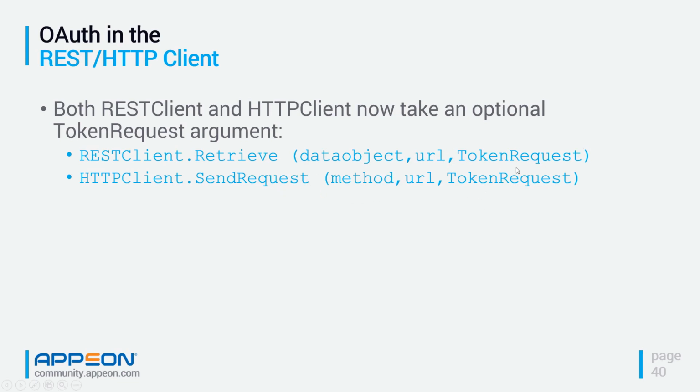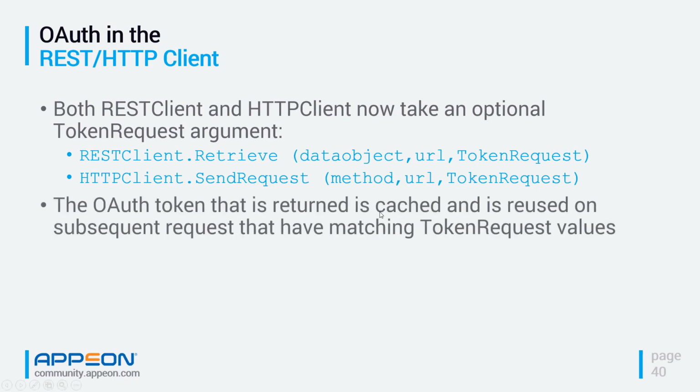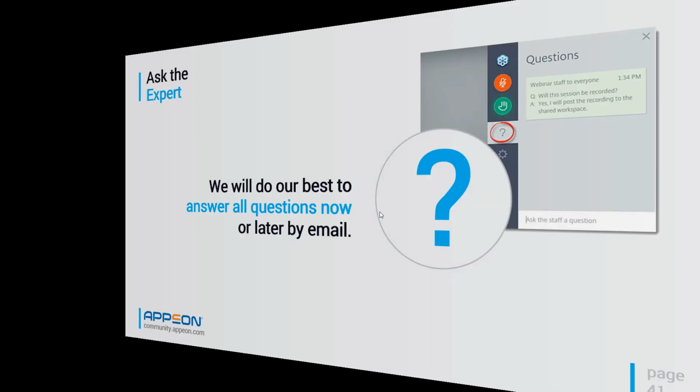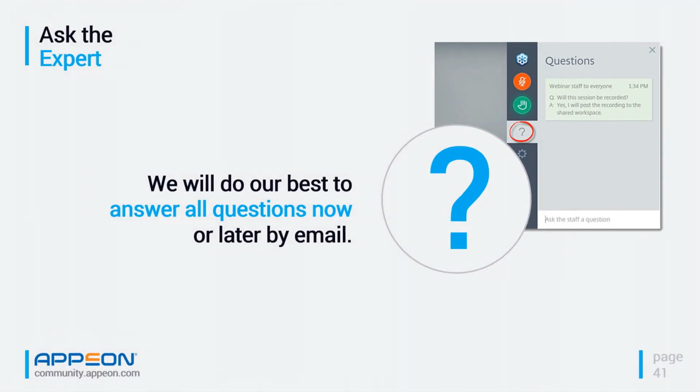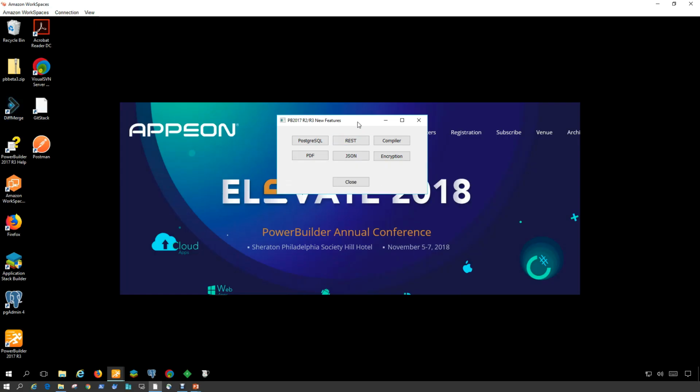So you populate the token request and send it in on each call, but it's only actually going to make the token request call on the first call. After that, it will just keep using the token it already received. Okay, so let's go look at a demo of that real quick.